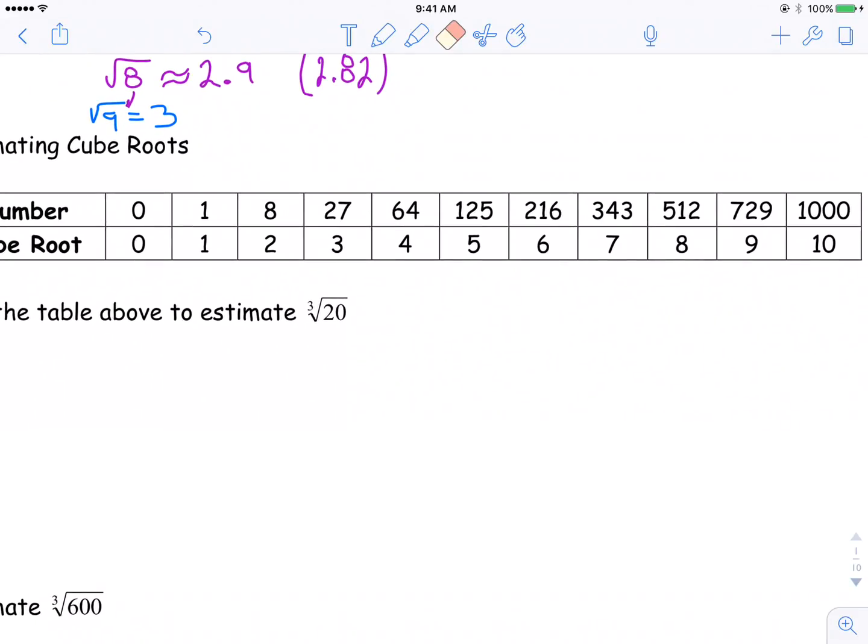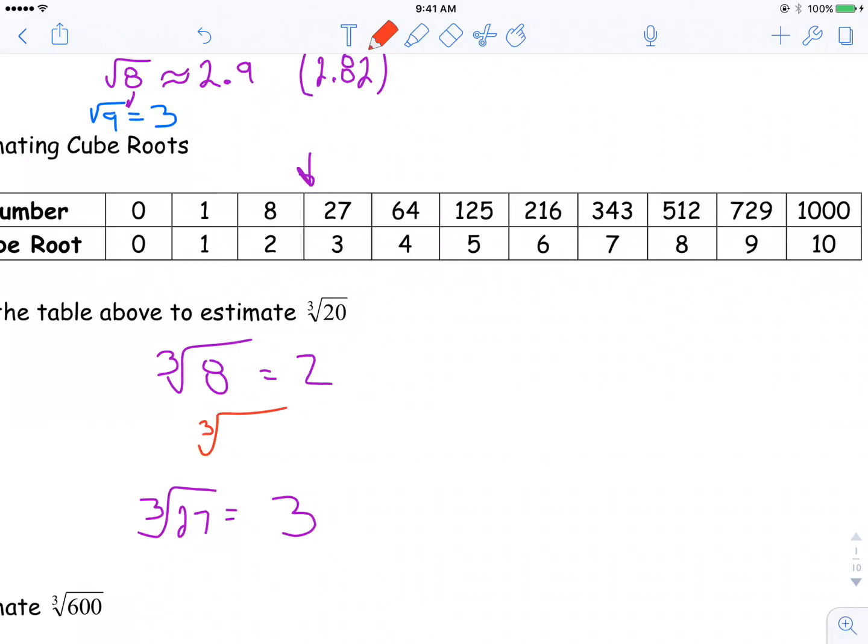So the estimate of the cube root of 20. Well, 20 falls between 8 and 27 somewhere. And I know that the cube root of 8 is equal to 2, and the cube root of 27 is equal to 3. I'm looking for the cube root of 20, which is going to be approximately equal to 2 point something, because it's going to fall between 2 and 3. Now 20 is closer to 27 than it is to 8, but not super close. So I would say maybe 2.6, 2.7, somewhere around there.